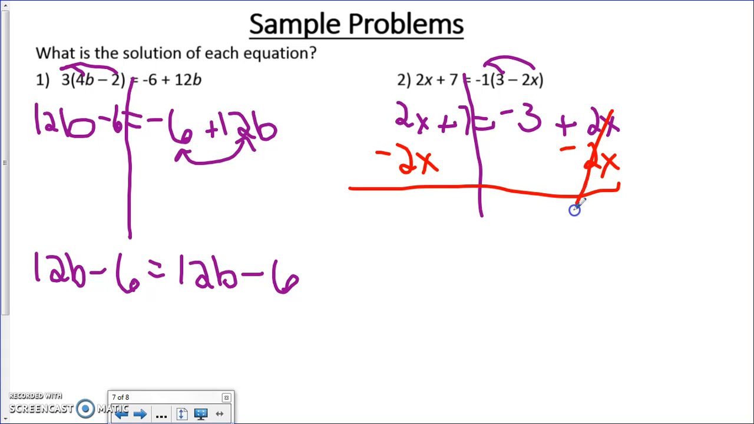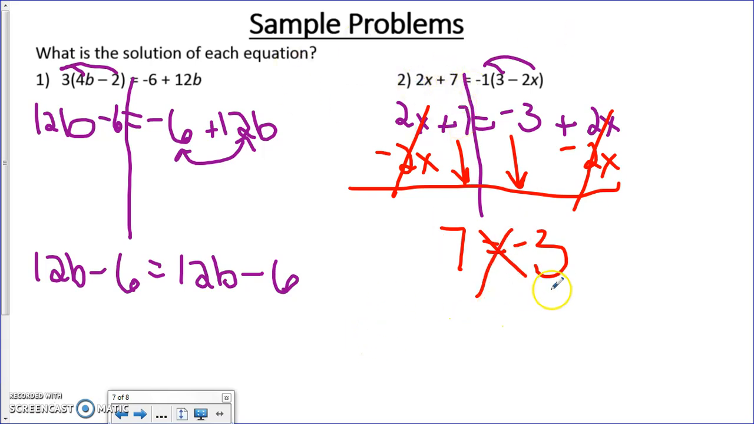2x minus 2x is 0. So all we have to do now is bring down the other terms. We have positive 7 equals negative 3. This is not true. Therefore, this equation has no solution.